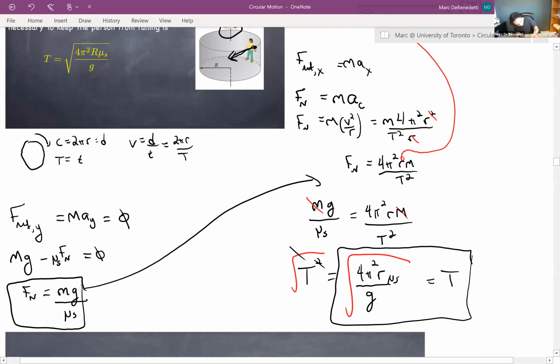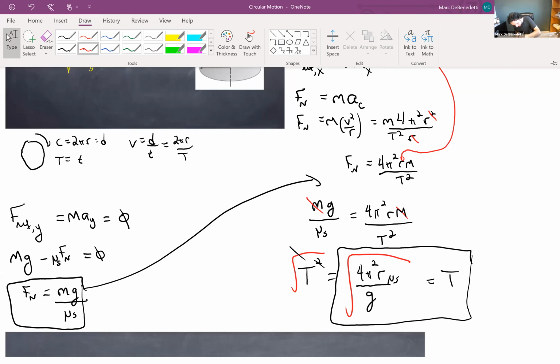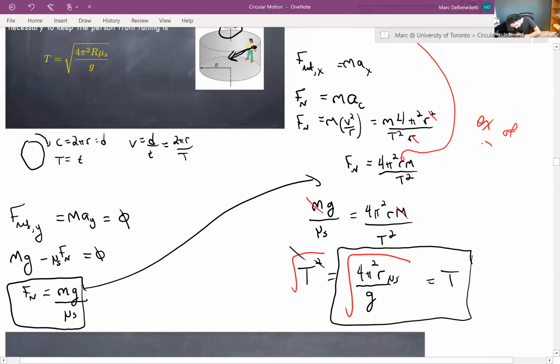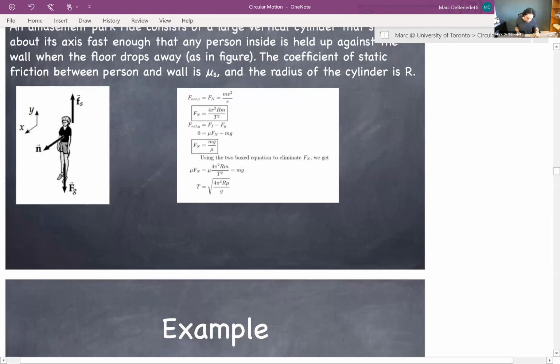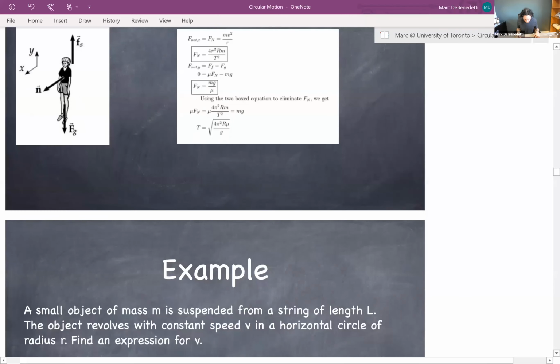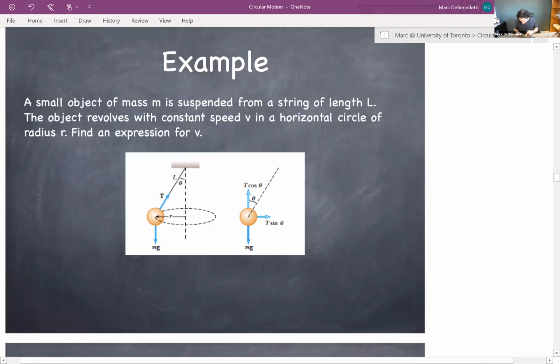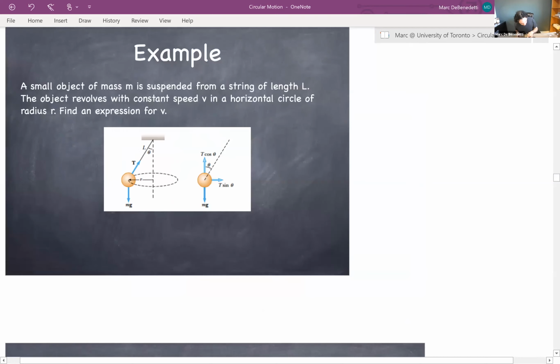So this is an example of normal force causing circular motion. There's the answer there. Okay, moving forward, moving right along.